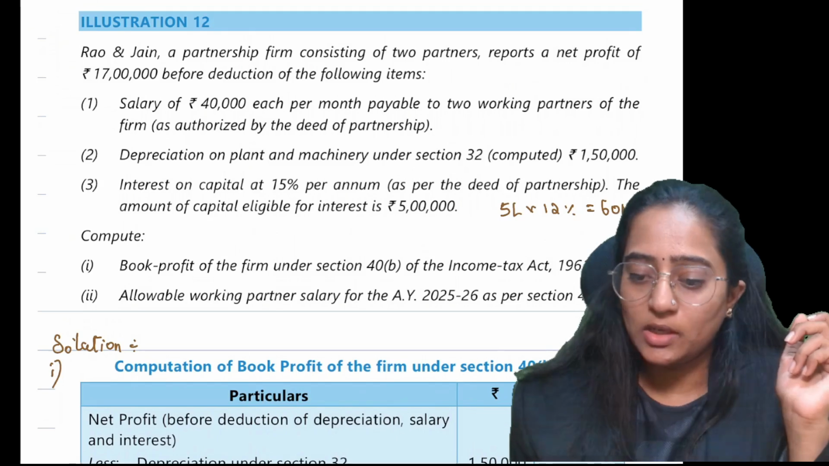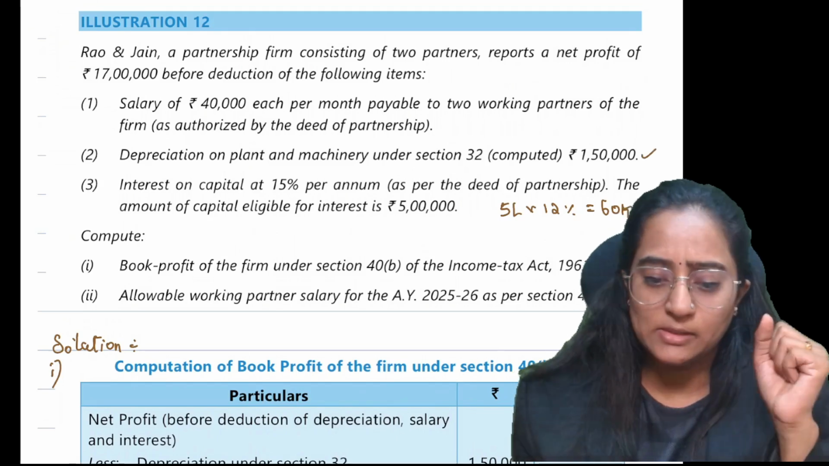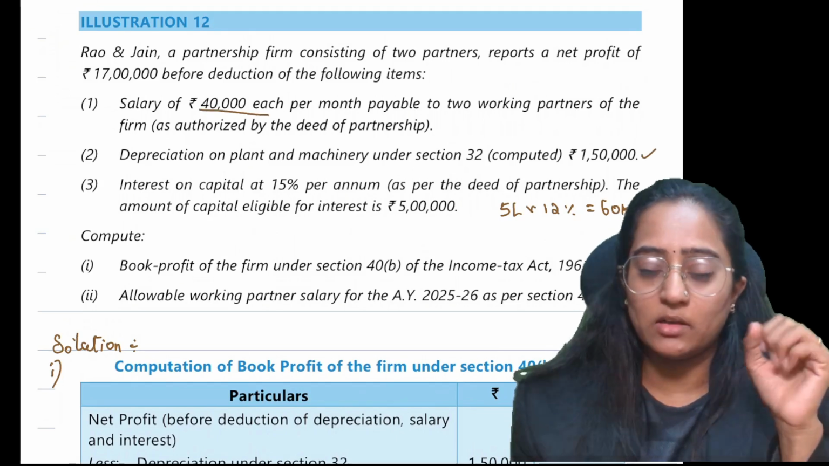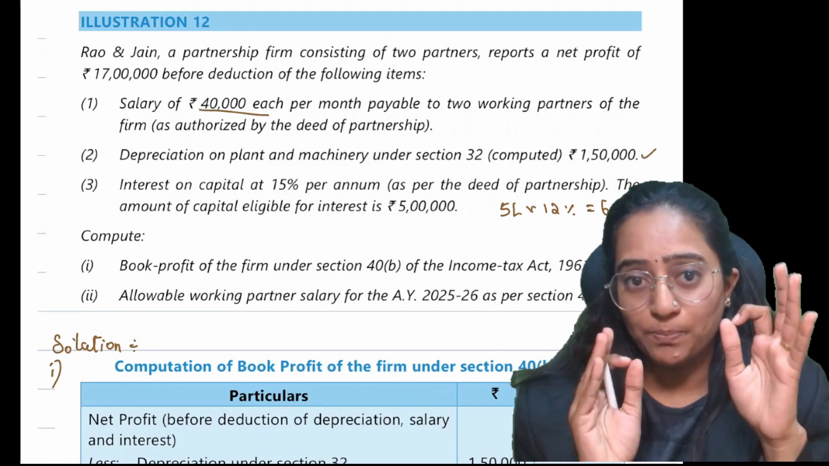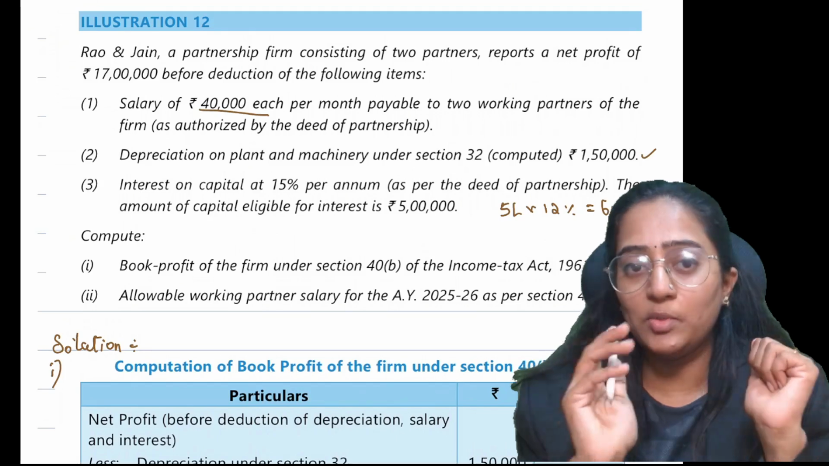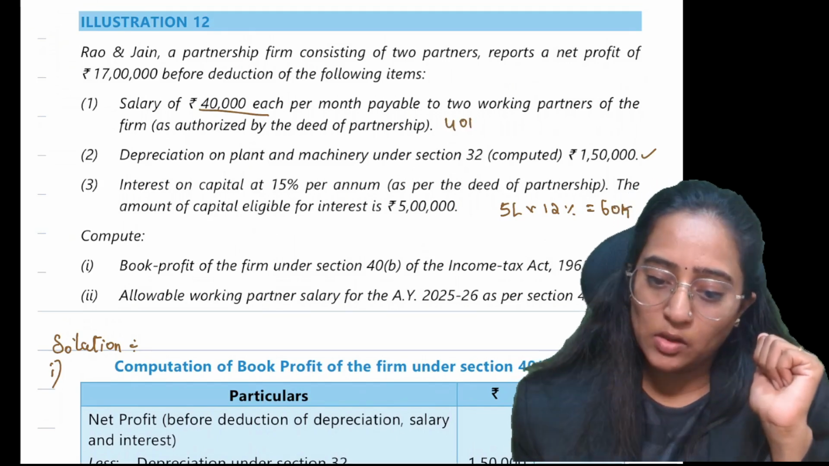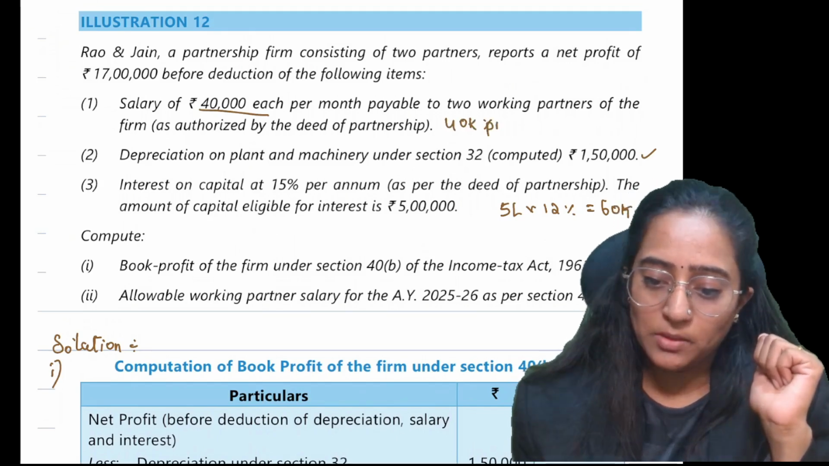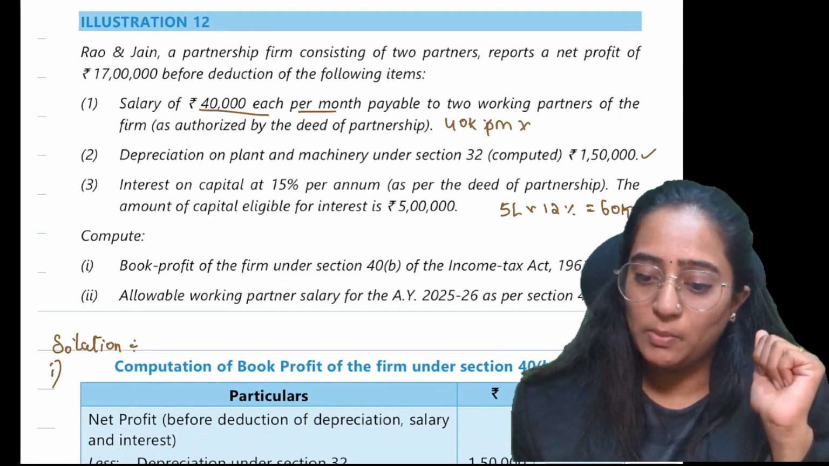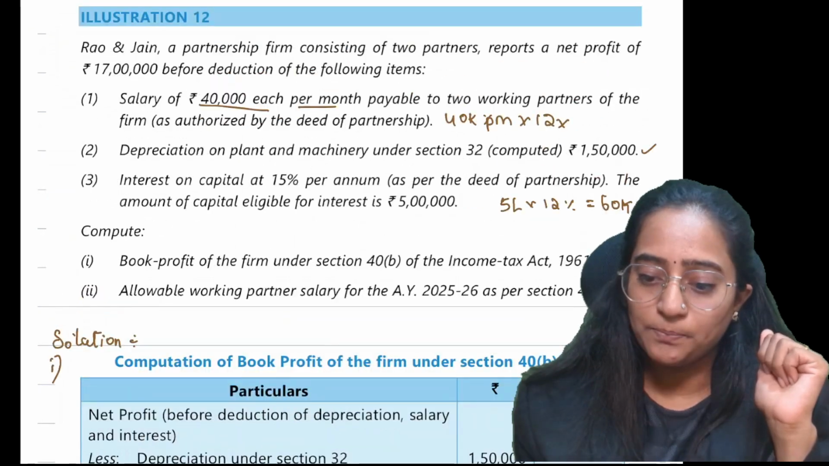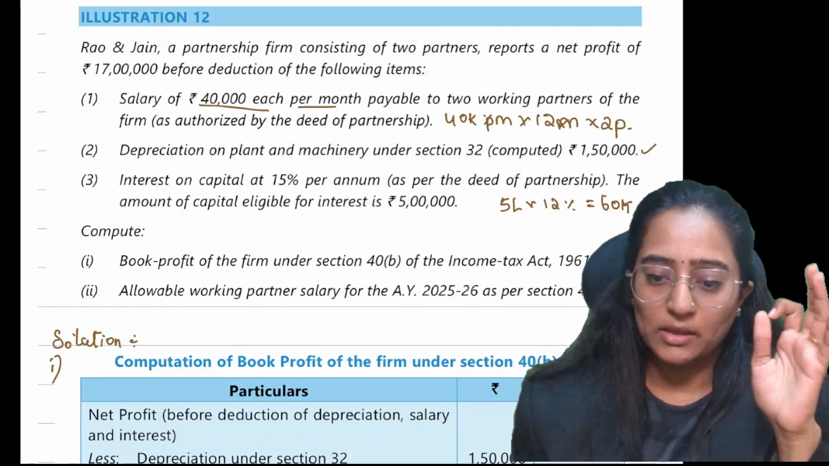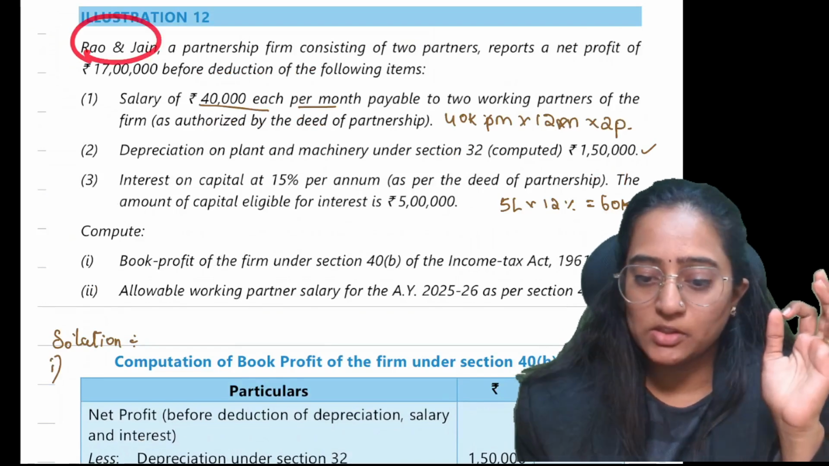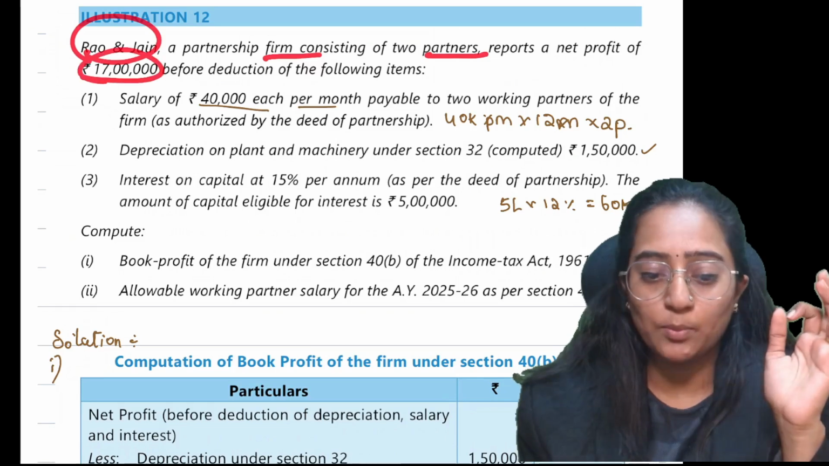Depreciation on plant and machinery, are you going to allow it as deduction? Yes, obviously. Let's see how much is the salary or remuneration which you have taken: 40,000 rupees per month multiplied for each month. How many partners are there? 2 partners. So Rao and Jane, a partnership firm, these 2 partners, they are having net profit.